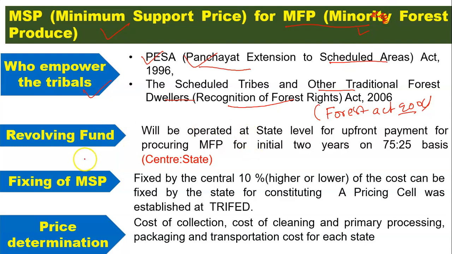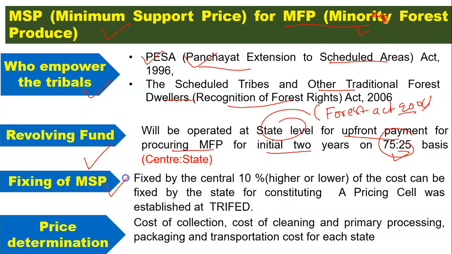And now the revolving fund. This revolving fund will be operated at state level for upfront payment for procuring minor forest produce for the initial 2 years on a 75 to 25 basis.